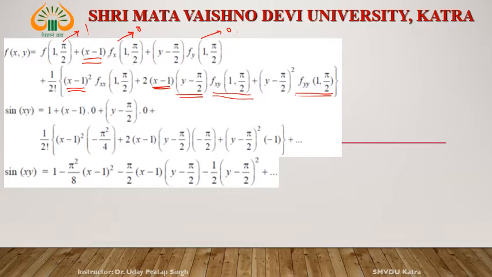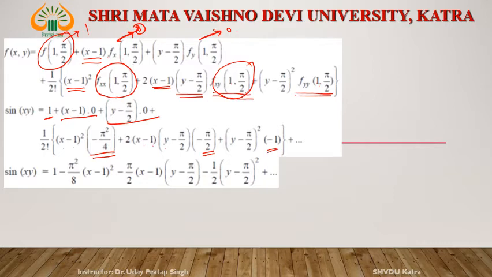See, what is the first term? This term is 1, times x minus 1. What is this term? This term is 0. So this is 0. This term is 0, right? This is 0. Now 1 by factorial 2, x minus 1 square, what is this term? This term is minus pi square by 4 in the previous table. This is 2 x minus 1, y minus pi by 2. What is fxy at 1, pi by 2? This is minus pi by 2. In the table it is given. Then y minus pi by 2 square, fyy at 1, pi by 2. This is minus 1, right? Then after simplification of this term, we got this series.